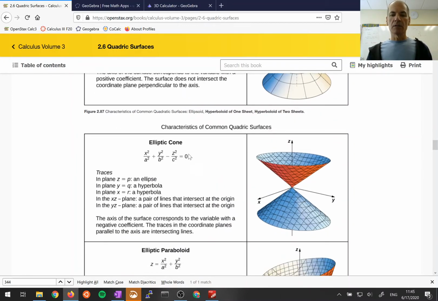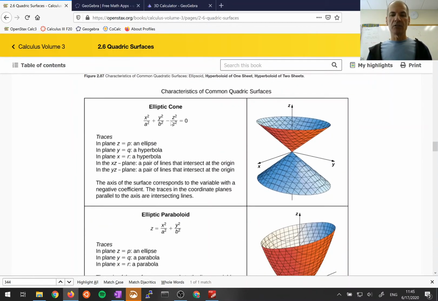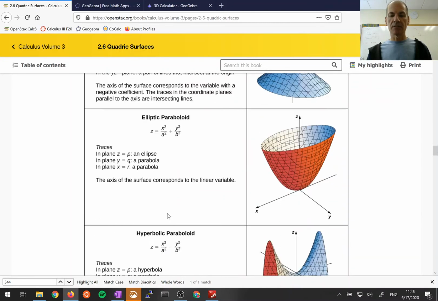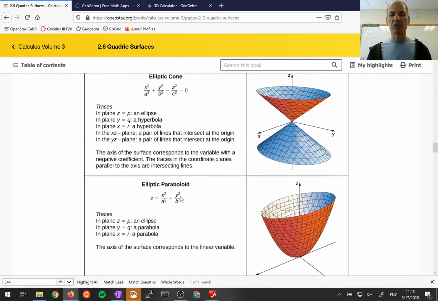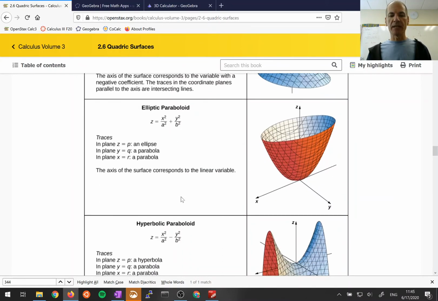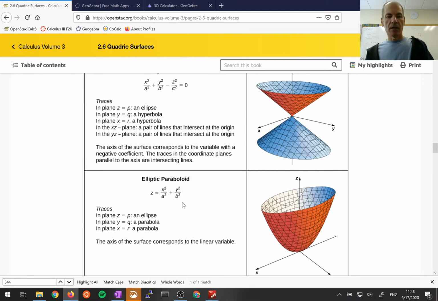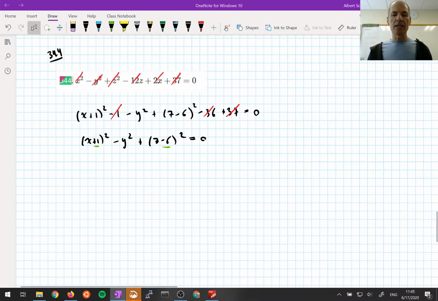An elliptic cone has no constant. An elliptic paraboloid similarly has no constant. And a hyperbolic paraboloid, no constant. So it's got to be one of these three. Let's see if we can eliminate things a little bit further. Here we see that there are three squared terms.